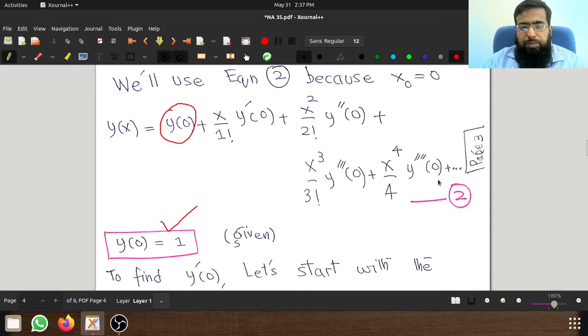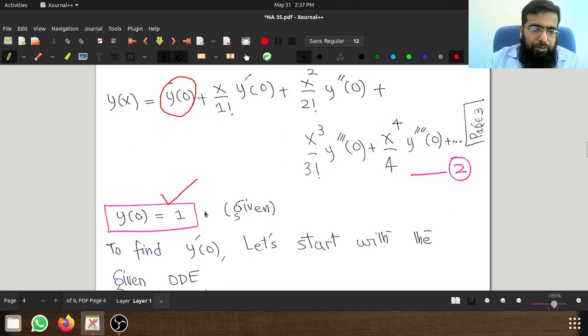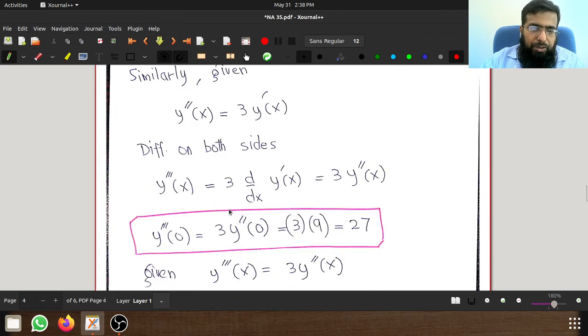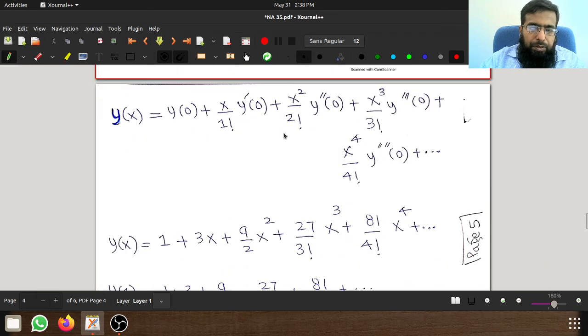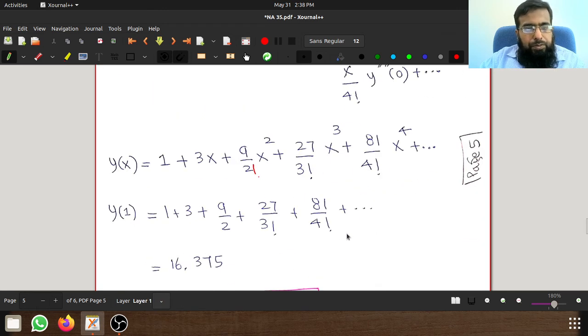We start with 4 terms, we can go on with 5, 6 or 7 terms, with any number of terms we want. If we go on further with more terms, the answer would be more accurate. So y of x, putting everything in equation number 2, gives us this: 1 plus 3x plus 9 by 2 x squared plus 27 by 3 factorial x cubed. 2 factorial is equal to 2. And if we compute y of 1, we replace x with 1, and the answer comes out to be 16.375.